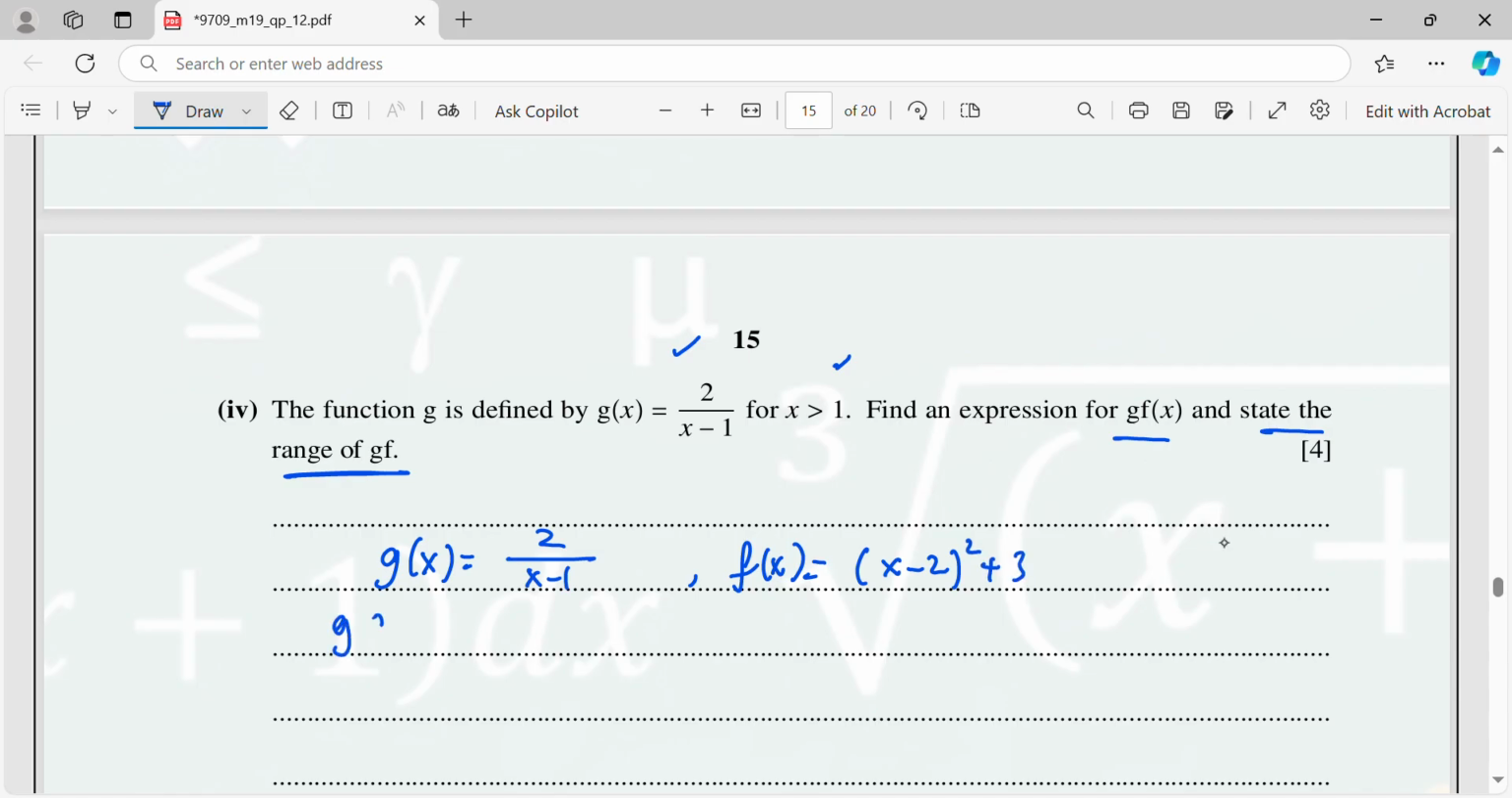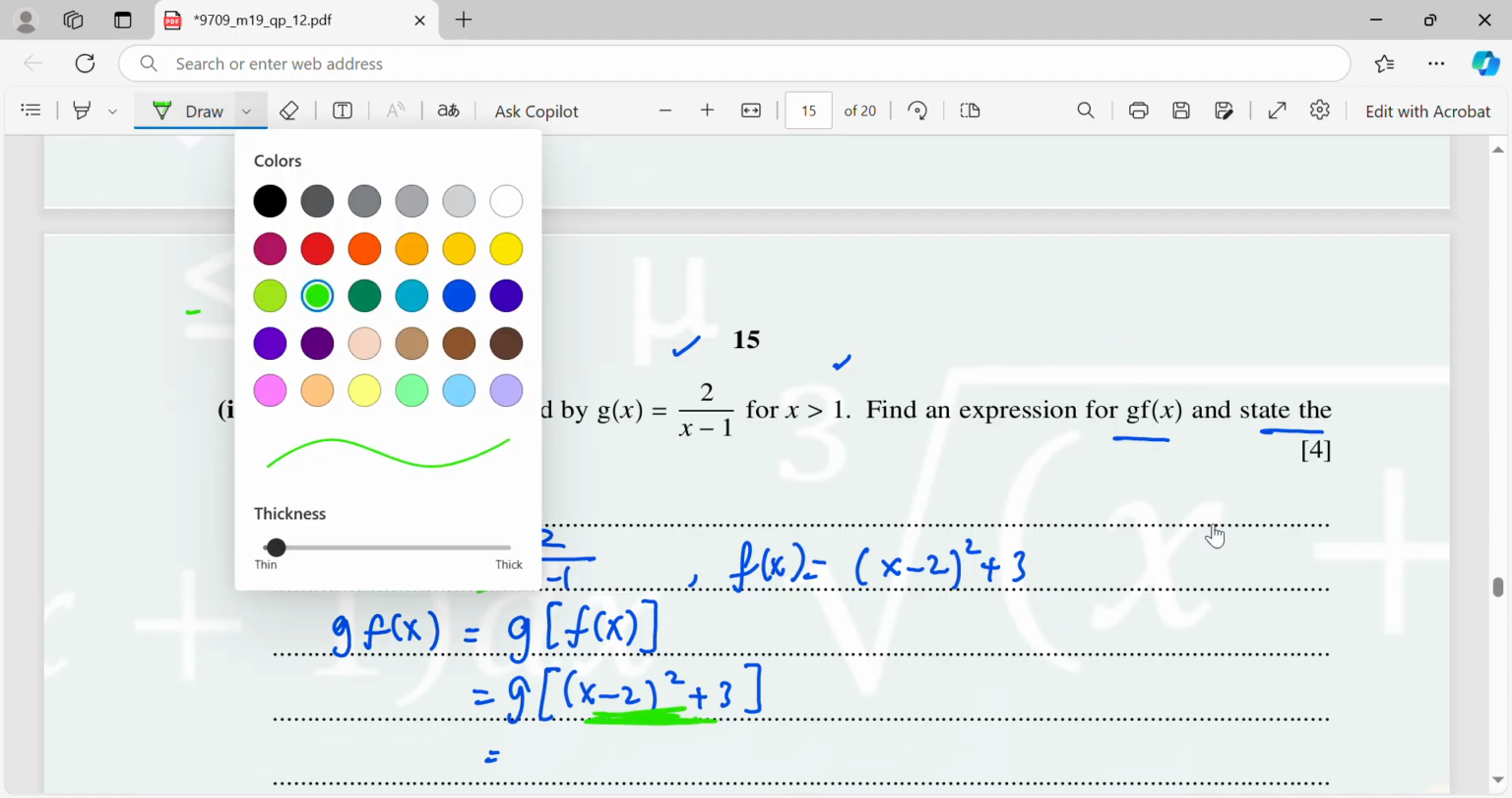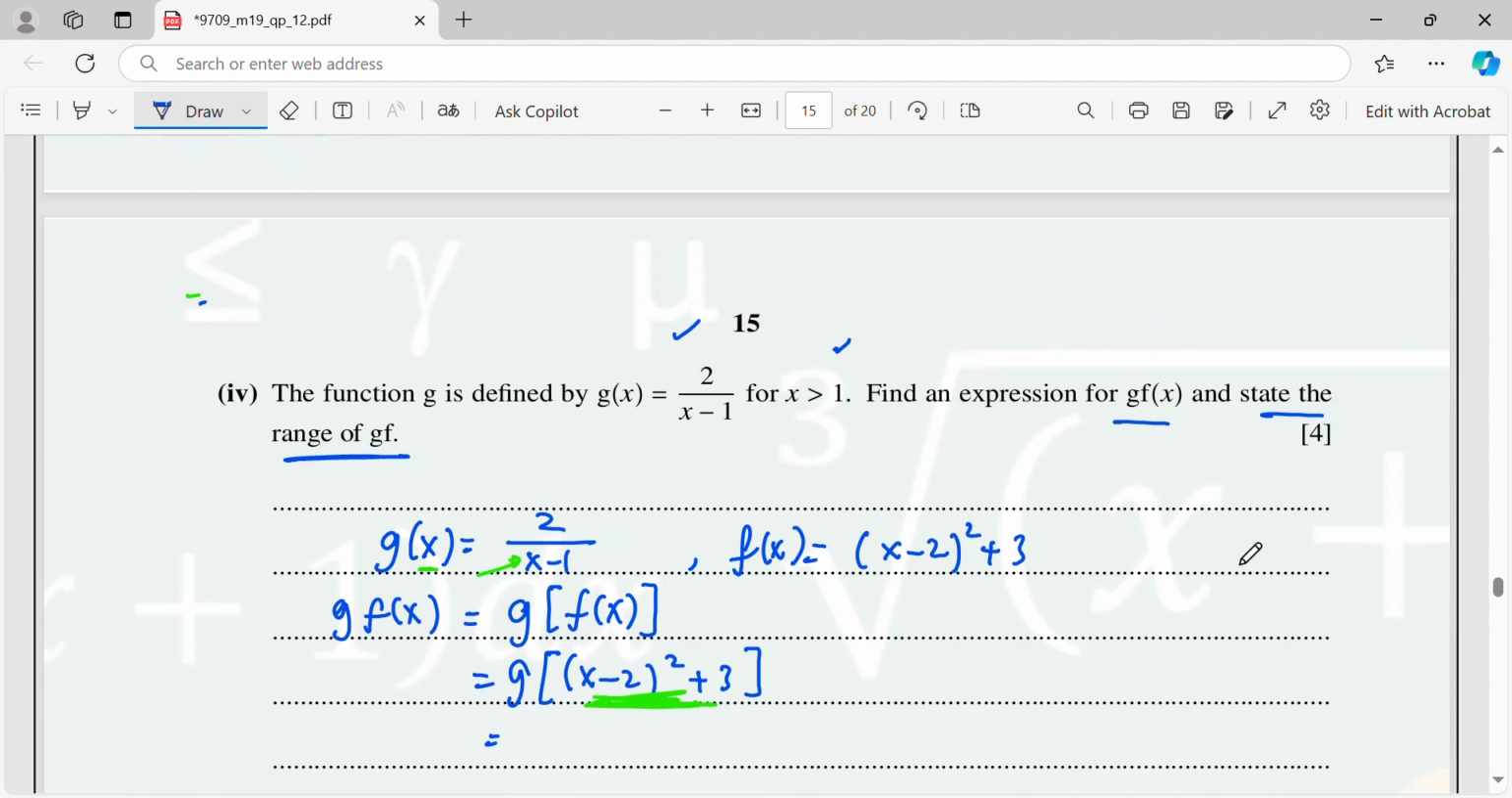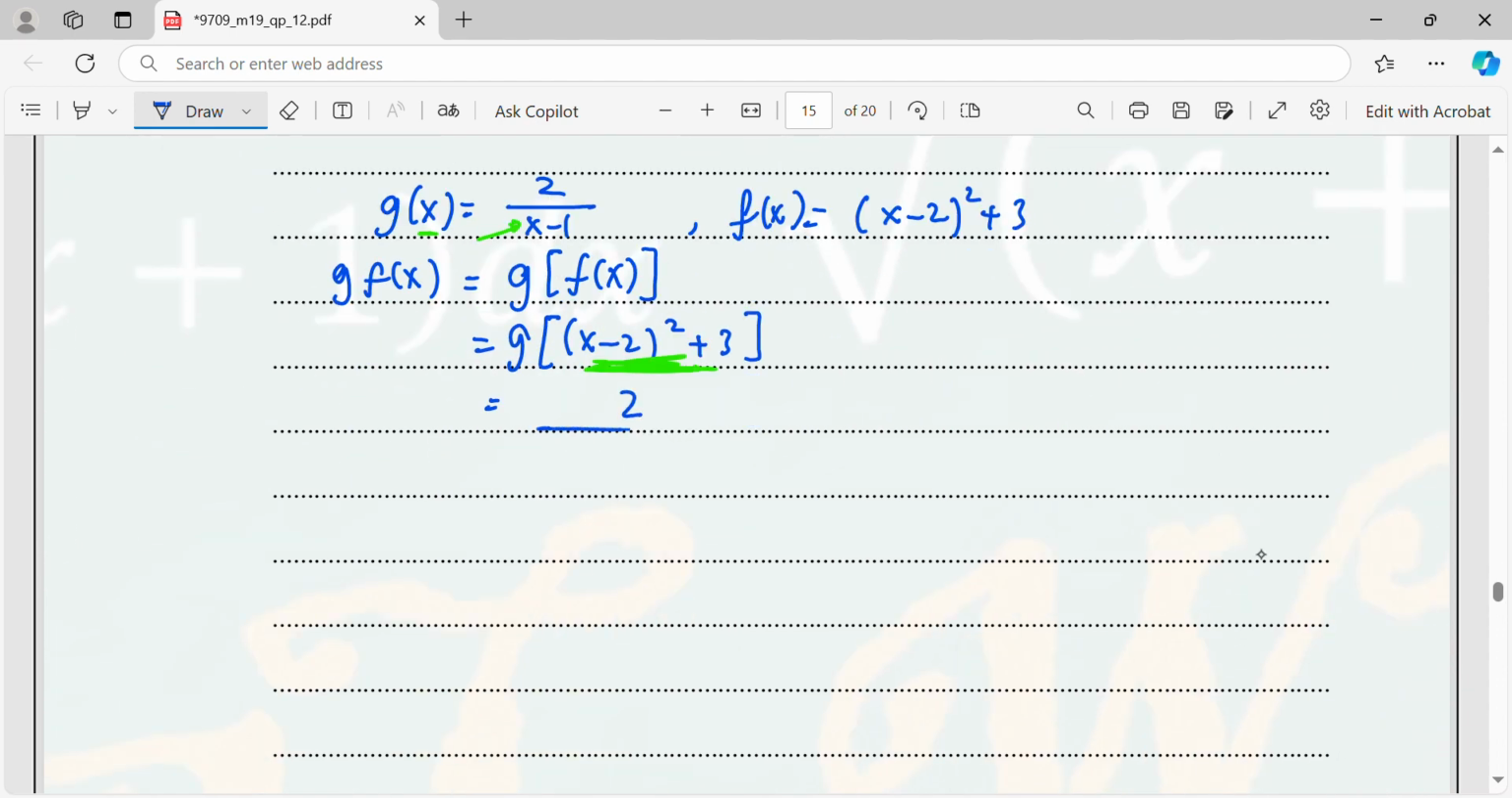Therefore, g of x, this is a composite function. That means g of f of x, which is g of x minus 2 squared plus 3. So now what to do is you compare. This is g of x. Here is the g function. That means now I will replace this x by this whole bracket. So basically you are getting 2 over x minus 2 squared plus 3.